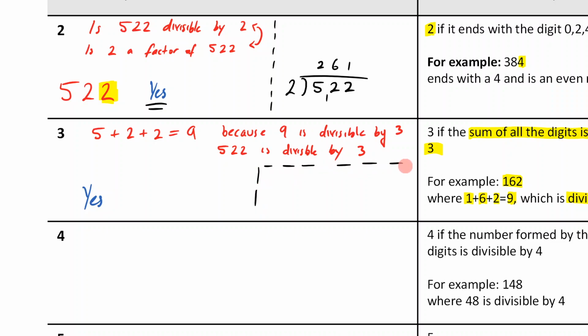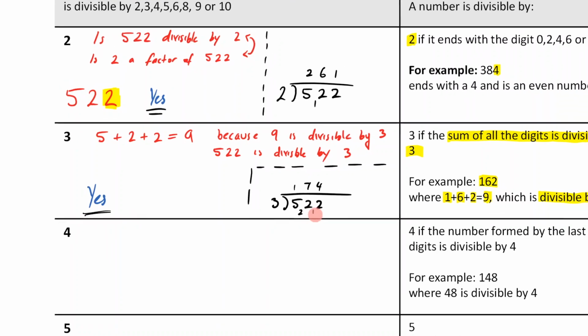It's always an option to us. And that is, we can go 3, then we can go 5, 2, 2. 3 goes into 5 once with 2 left over. 3 goes into 22 7 times with 1 left over, and 3 goes into 12 4 times. So our answer would be 174. It's a whole number. It's perfect. It's what we expect. It worked. Our divisibility test worked. Hooray.